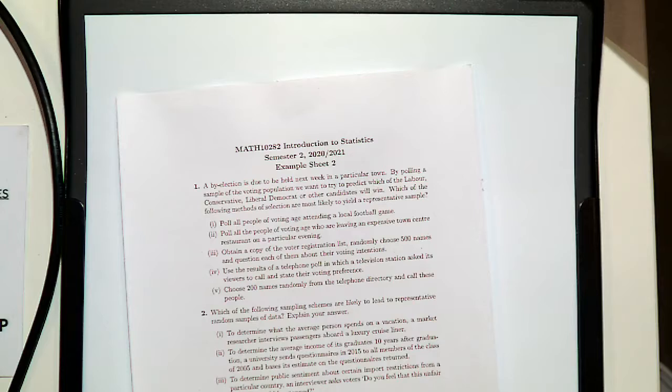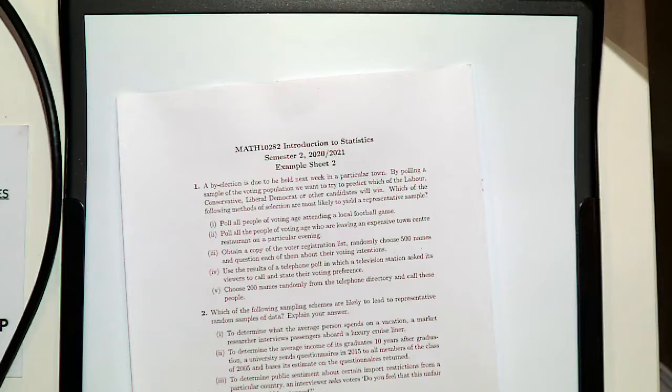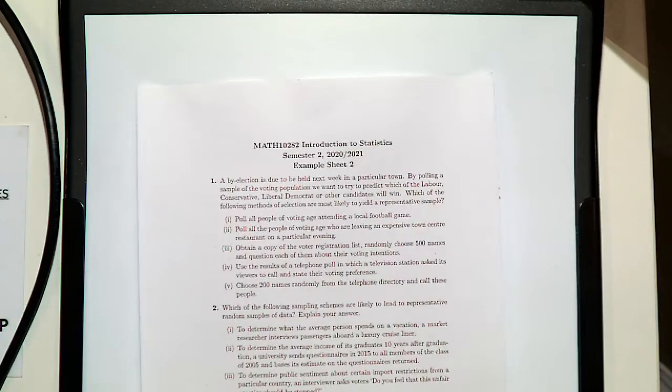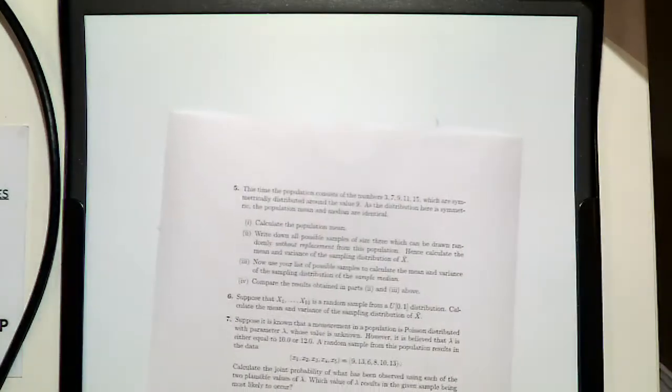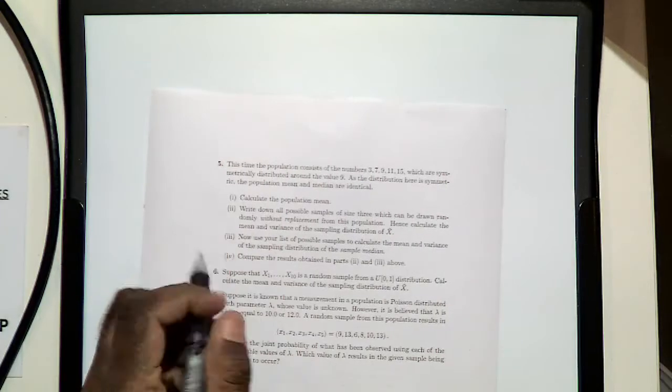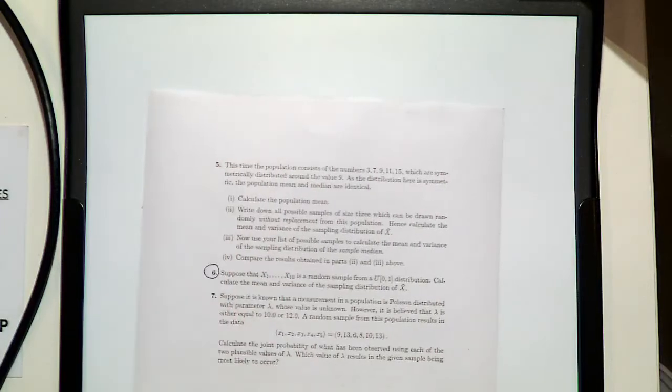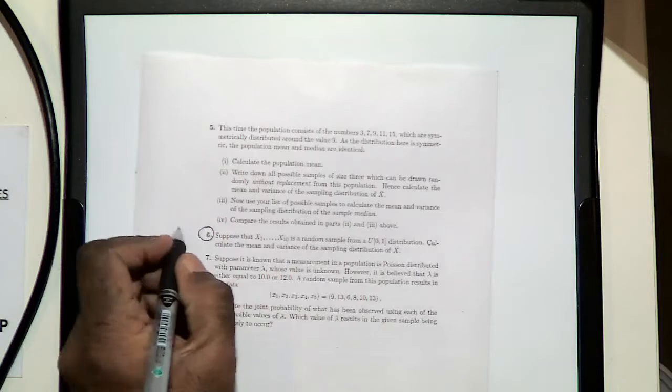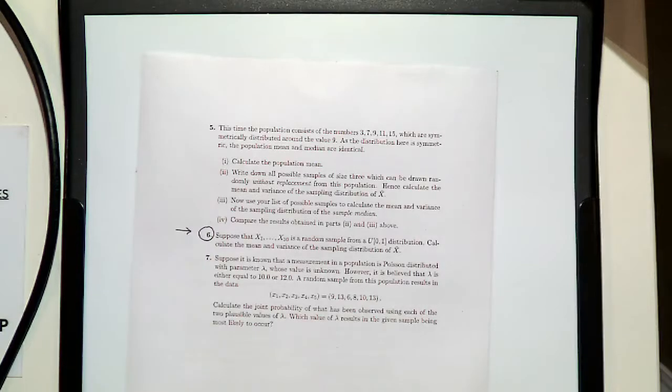Alright guys, can you start working on the sheet, please? So there are, as I said, 7 questions. Can you first of all do question number 6, please? To start with, can you do question 6, please? Then I'll show you how to do it. Just have a go at question number 6.